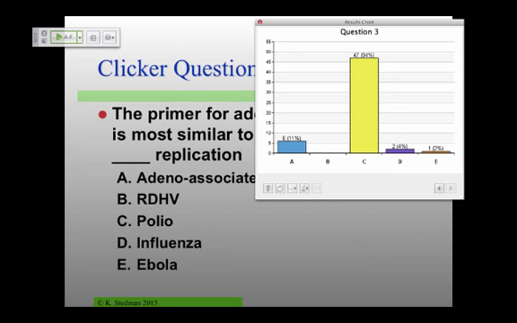Helper and satellite, okay, two different things. So what family of viruses? These are the parvoviruses. So how do parvoviruses replicate? It's like herding kittens. Replication in parvoviruses is like herding kittens.